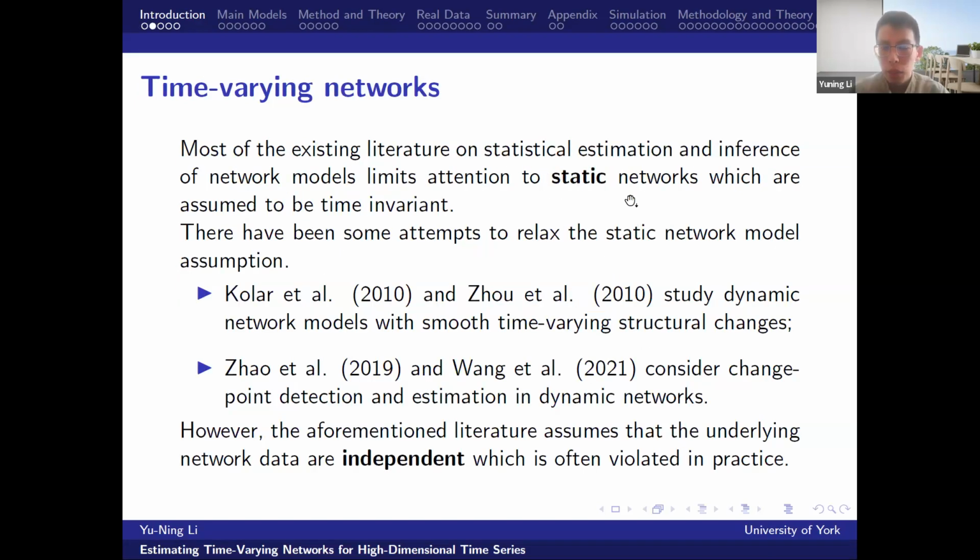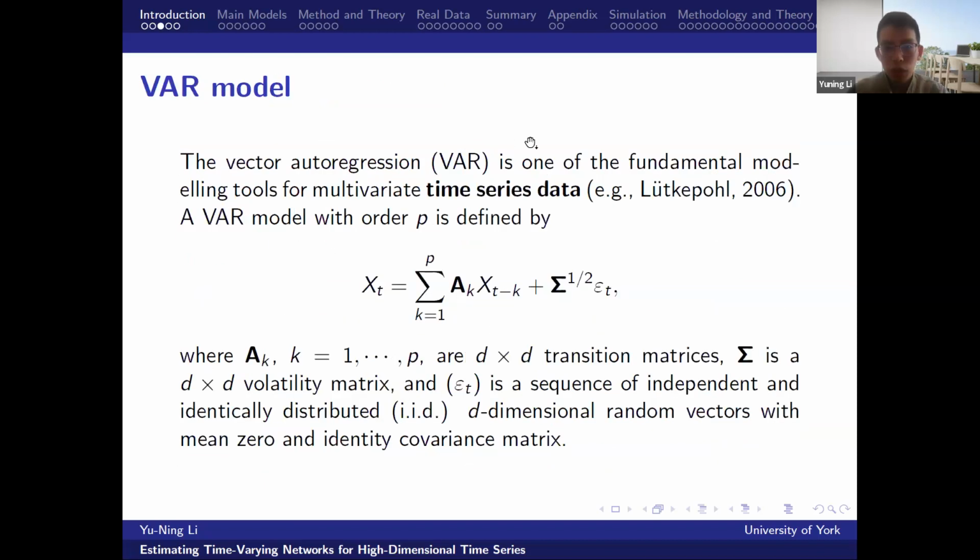In the literature, most of the papers just study a static network, and there are some steps to relax this assumption, for example, to introduce the abrupt structure break or smooth structure break. But the papers I mentioned here just assume the data are independent, which is often violated in practice. So to consider the serial dependence, we use a VAR model. This is a fundamental modeling tool for time series data.